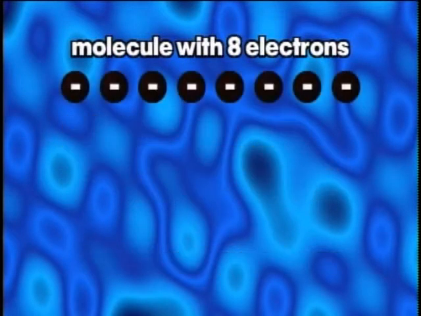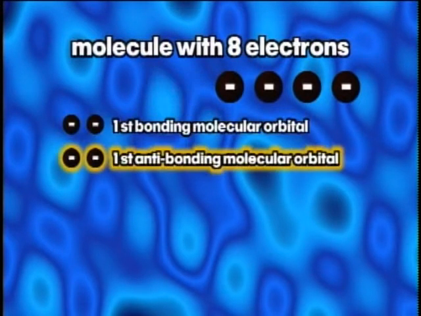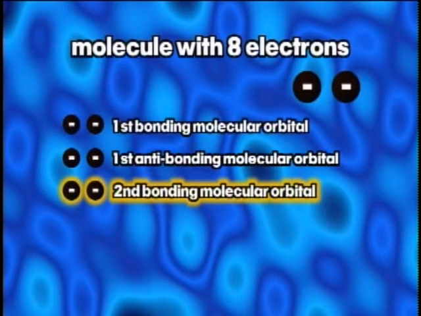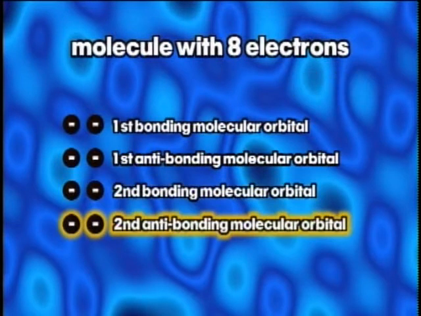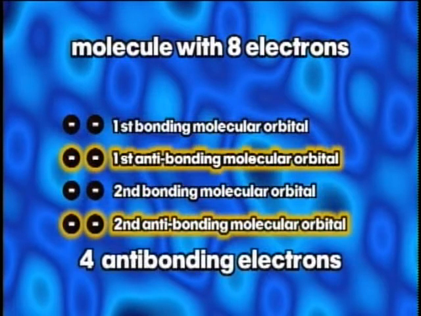Say your molecule has a total of 8 electrons to accommodate. 2 will go to the first bonding molecular orbital, 2 will go to the first antibonding molecular orbital, 2 will go to the second bonding molecular orbital and 2 will go to the second antibonding molecular orbital. So, in this case, you have 4 bonding electrons and 4 antibonding electrons.